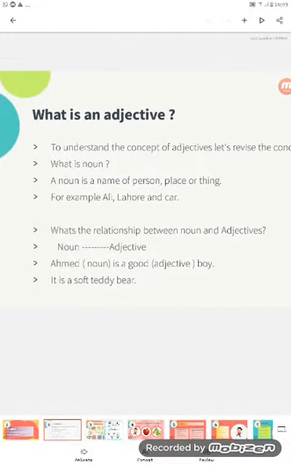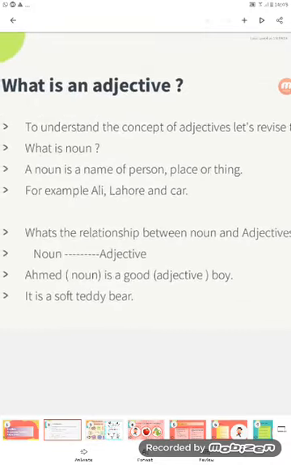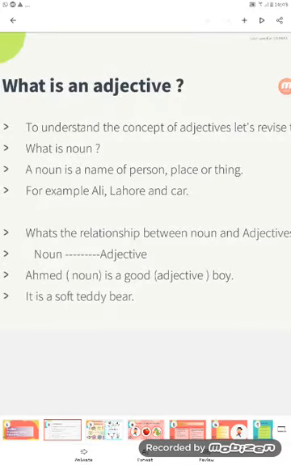I hope you remember what is noun. Let's revise it. A noun is a name of person, place, or thing. For example, Ali. Ali is the name of a person. Lahore is the name of a place. And car is the name of a thing. So noun is a naming word.